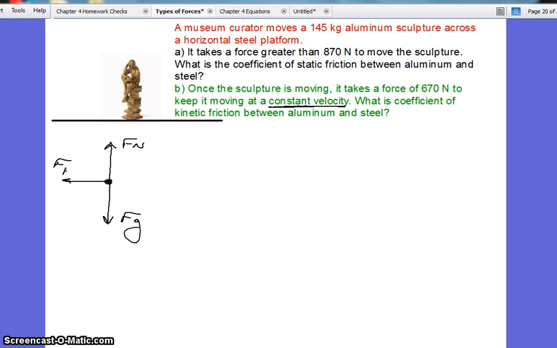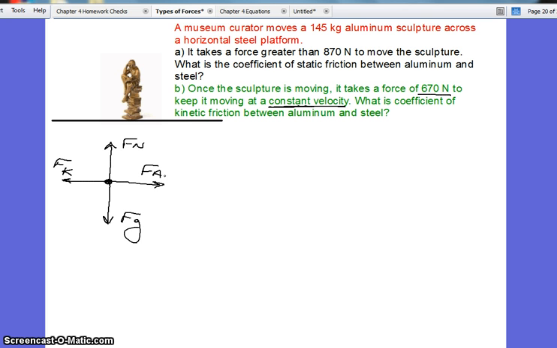So since it is moving, that is kinetic friction. Since it's a constant velocity, that means that it's in equilibrium, which we'll use later on. We are applying a force, it takes a force of 670 newtons, so we'll push to the right 670 newtons, to keep it moving at that constant velocity.